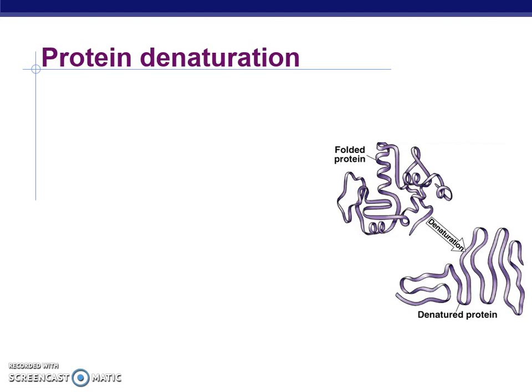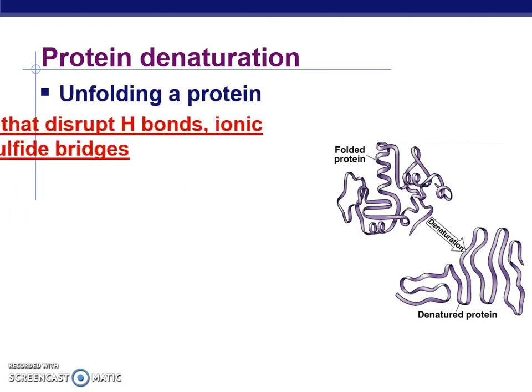Now, remember that structure determines function. So if we start messing with the structure, so anything that's going to change the way that that protein folds is going to affect its ability to function properly. And so we say when a protein unfolds, it denatures. If it changes its shape, it's going to denature and it won't function as well.